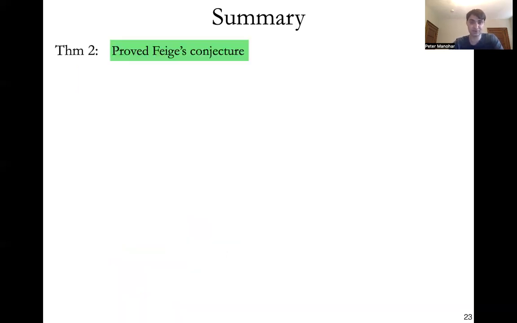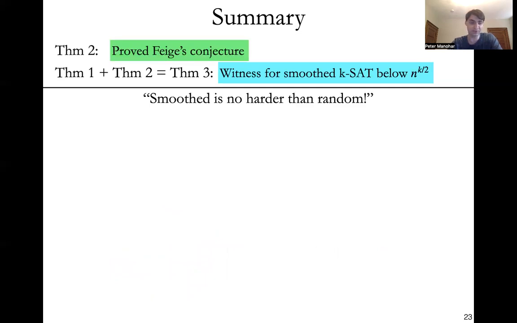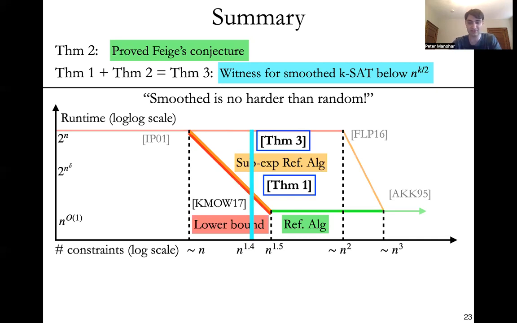We then showed theorem 2, where we proved Feige's conjecture, and then combining with our refutation algorithm for smooth K-SAT, we showed the existence of refutation witnesses for smooth K-SAT instances below this n to the K over 2 threshold. Takeaway from all the results is that smooth instances are no harder to refute than random ones. We can refute them at the same threshold that we can for random. And that's encapsulated by this picture here, where our paper essentially fills out this entire picture and makes it exactly the same as the picture that was known a priori for random instances.